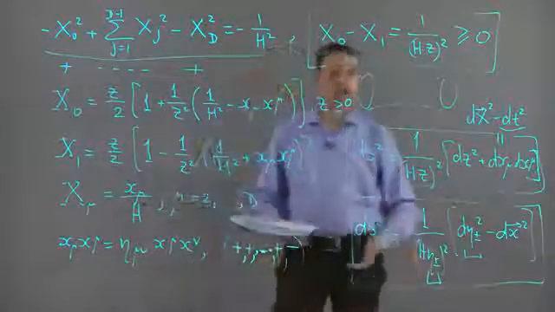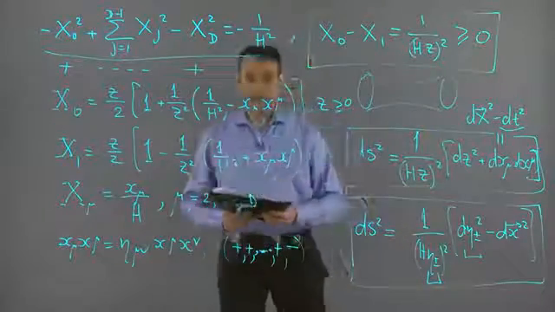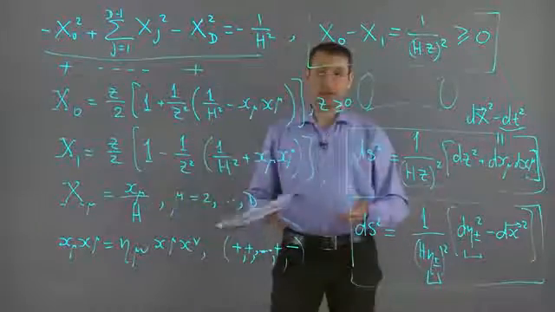Well, this ends our discussion of the anti-de Sitter space and the spaces of constant positive and negative curvature, and actually ends our introduction to the general theory of relativity. And so that's the end of the story.